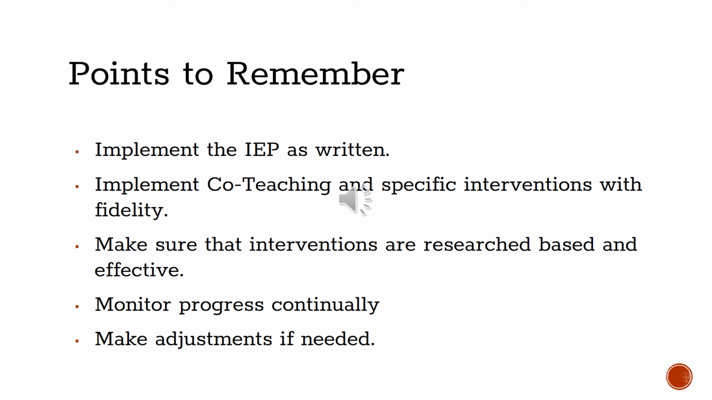Monitor progress continually. Don't wait until the end of nine weeks and then discover that a student hasn't made any progress. Always be monitoring progress so that you can adjust your instruction accordingly. And if you have adjusted your instruction and you really feel like the goal is just not appropriate for the student, don't let that goal stay on their IEP. Meet with that IEP team again and adjust that goal so that it's more appropriate for that student.